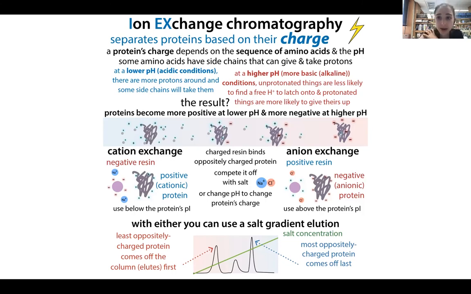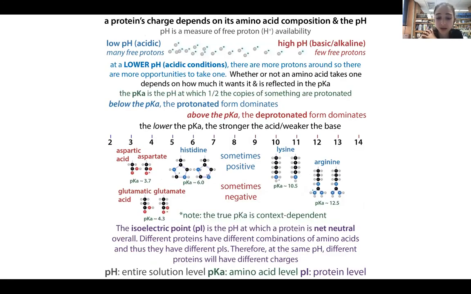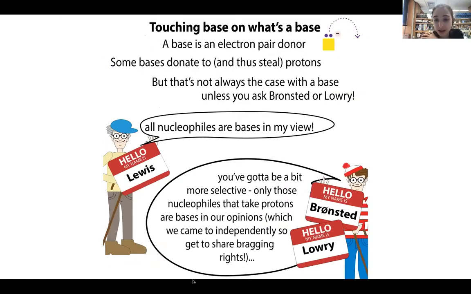But I've been talking a lot about acids as proton donors and bases as proton acceptors. And that's actually just one definition of an acid and a base. That's what we call the Bronsted-Lowry definition. They came to this definition independently, but we name it for both of them. So they say that a base is something that takes a proton. The Lewis definition of a base is basically that a base is an electron pair donor.